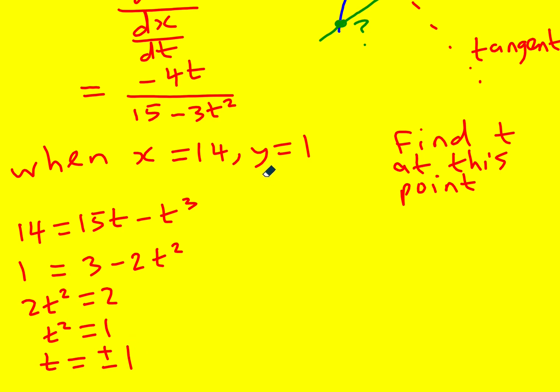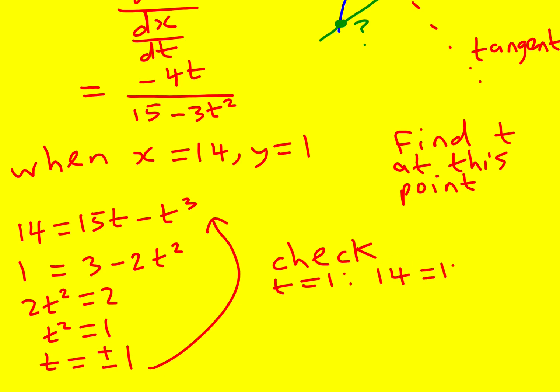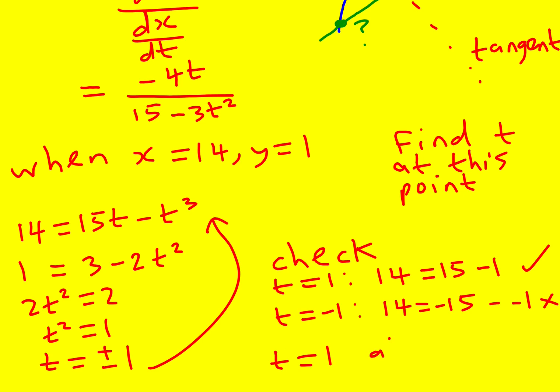That's all well and good, but now we just need to check. Just because we have two solutions here doesn't mean it will also work in the other equation. So t equals 1 gives 14 equals 15 minus 1. This is good. t equals minus 1 gives 14 equals minus 15 minus 1. There's no way that's going to work. So basically t equals 1 at (14, 1).